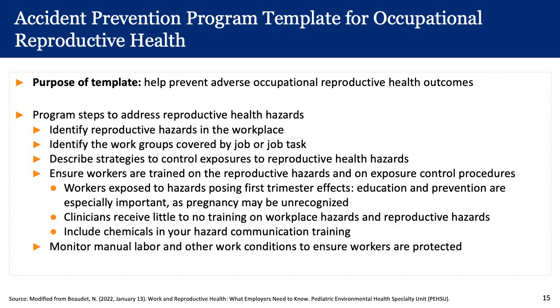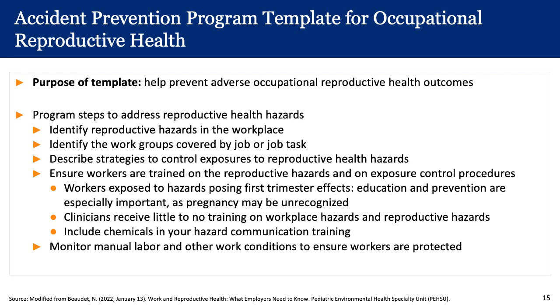Another resource includes accident prevention program templates that are designed to address reproductive health. The purpose of the template is to help prevent adverse occupational reproductive health outcomes, and this entails identifying reproductive hazards in the workplace, as well as identifying the work groups covered by a job or job task, describing strategies to control exposures to reproductive health hazards, ensuring workers are trained on the reproductive hazards and exposure control procedures.